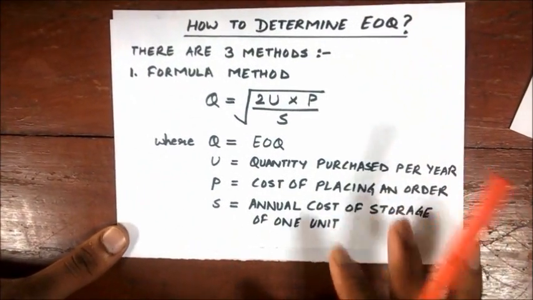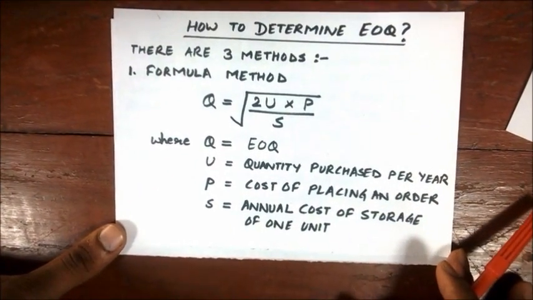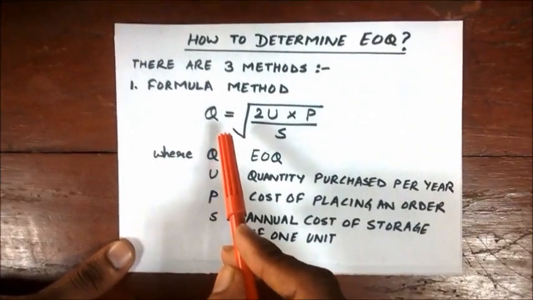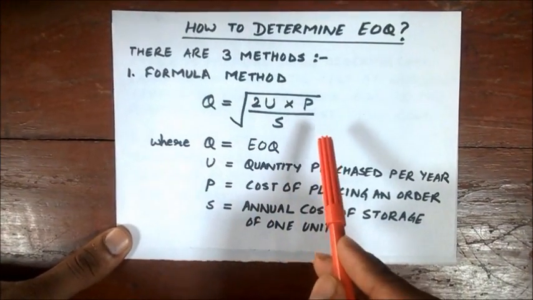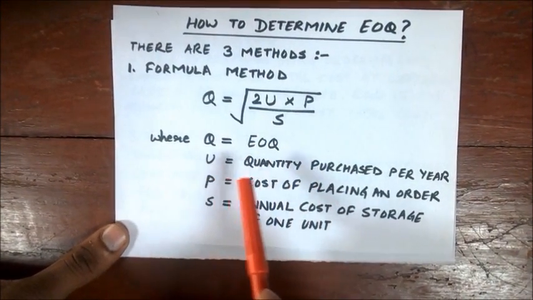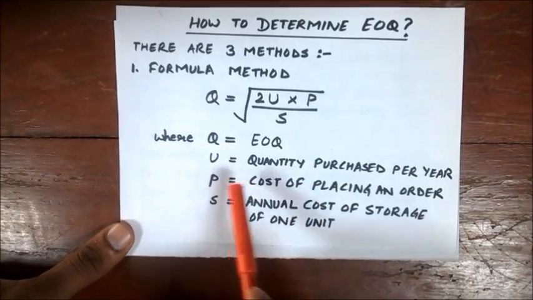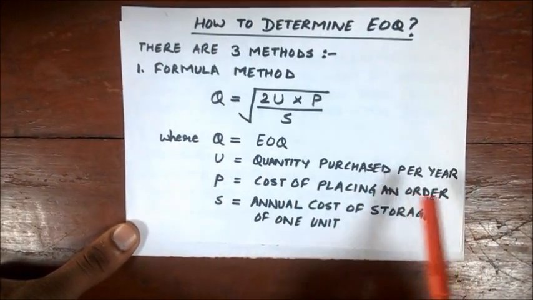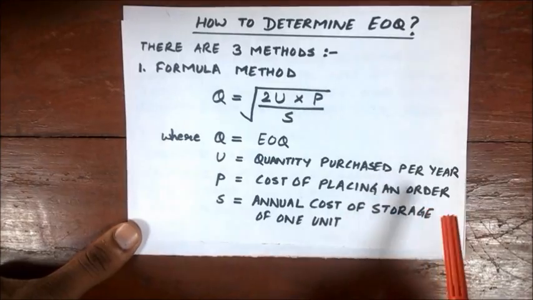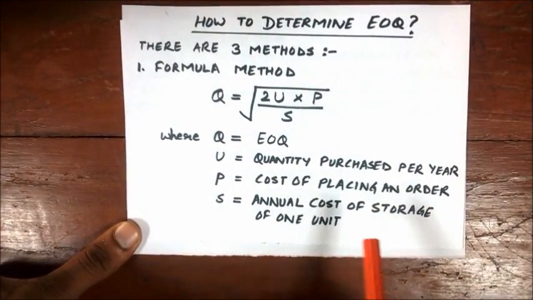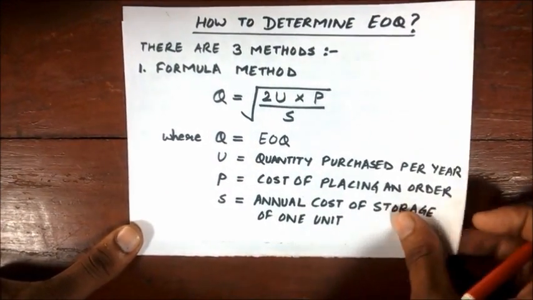How to determine EOQ? There are three different methods. First one is the formula method, where Q equals the square root of 2UP divided by S, where Q represents economic order quantity, U represents quantity purchased per year, and P is the cost of placing an order. S is the annual cost of storage of 1 unit.